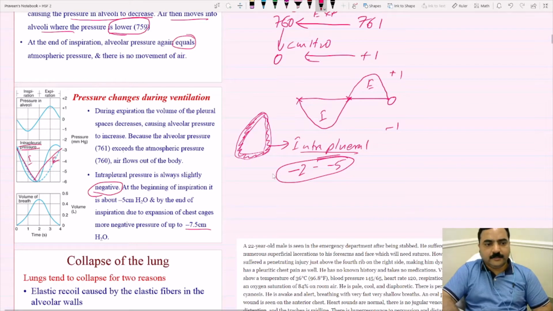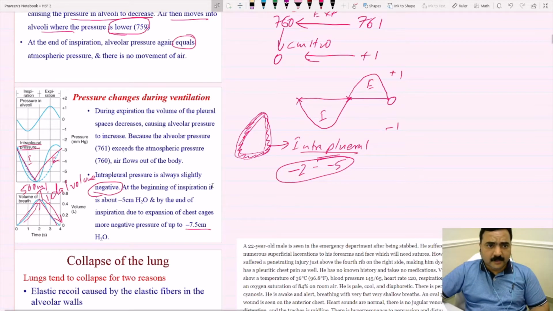During inspiration, the volume of air that comes in is around 500 ml, and during expiration the same volume of air goes out. This volume of air that goes in or goes out is called the tidal volume. The normal value of the tidal volume is about 500 ml. So remember the volume, 500 ml.